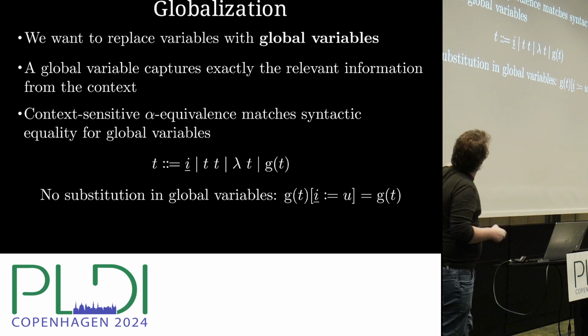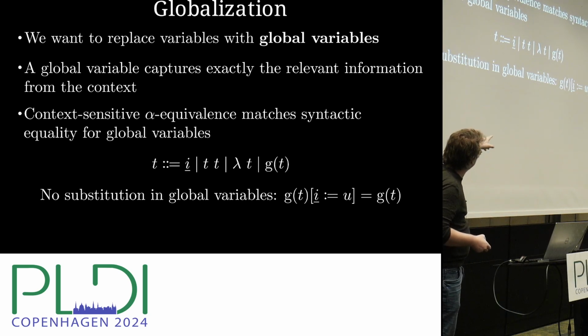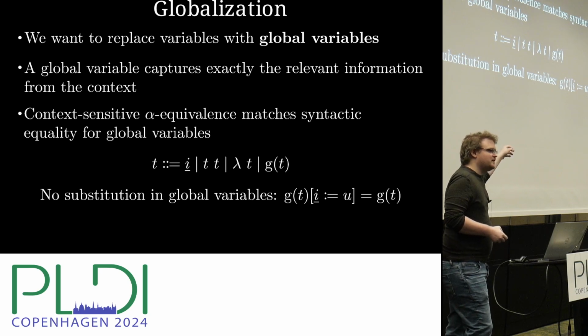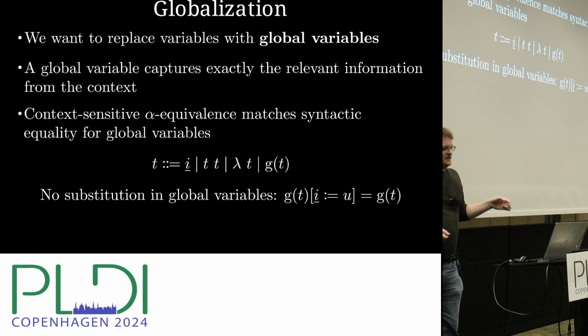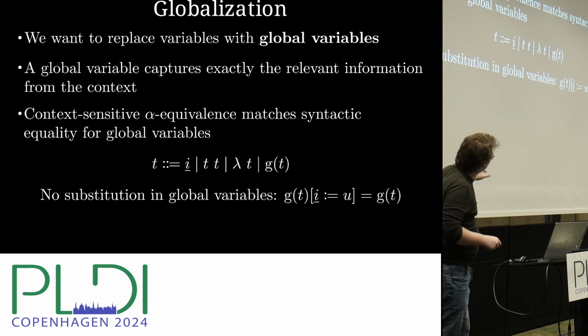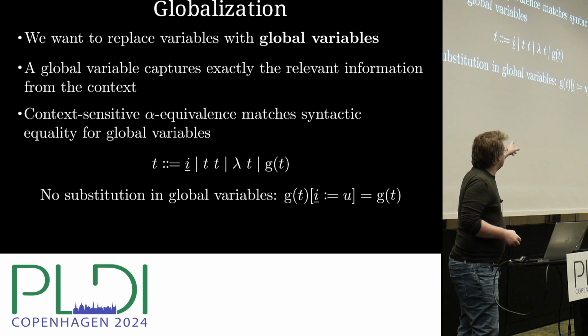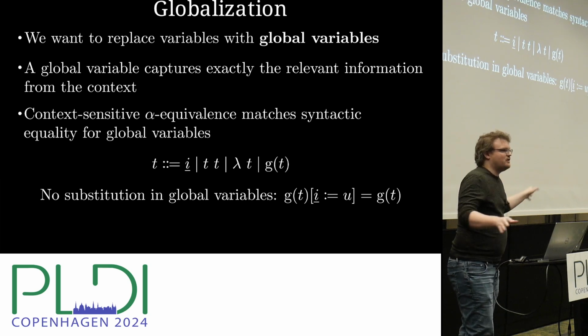And here's the grammar of the lambda calculus that we're using. So it's normal lambda calculus with De Bruijn indices, except that we have this g of t. So a global variable has a label that is itself a lambda term. And this works pretty standardly, just like any other lambda calculus, except that if you do a substitution of a term u into a global variable, then it does nothing. So global variables are not substituted. That's the rule.